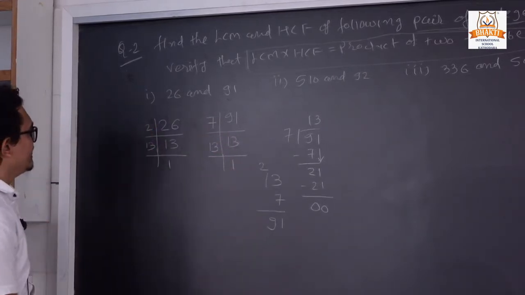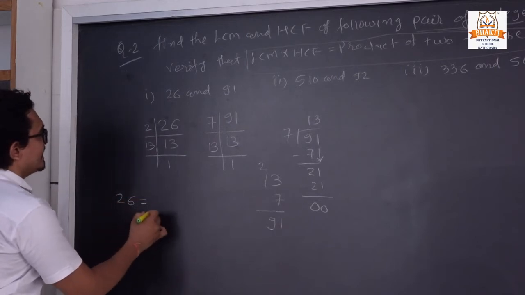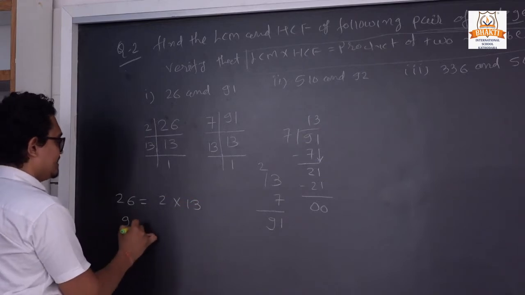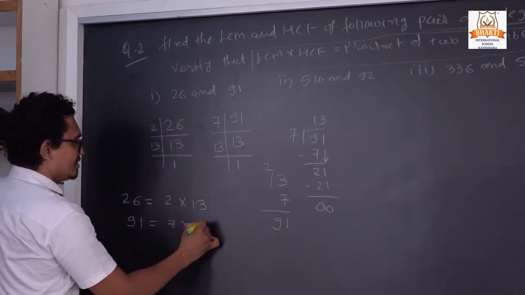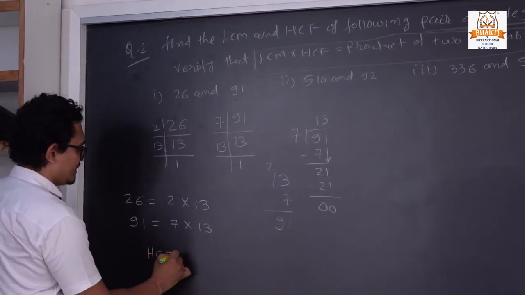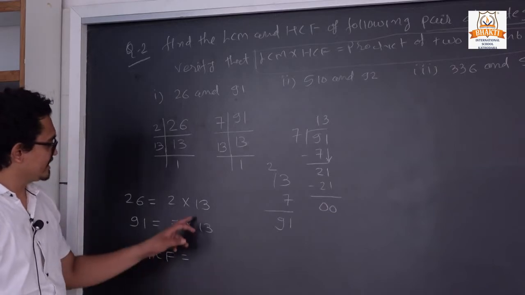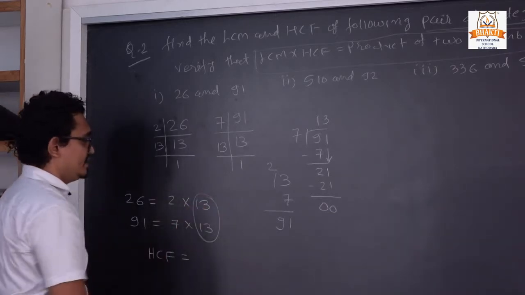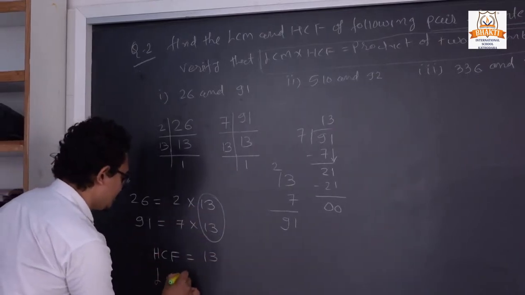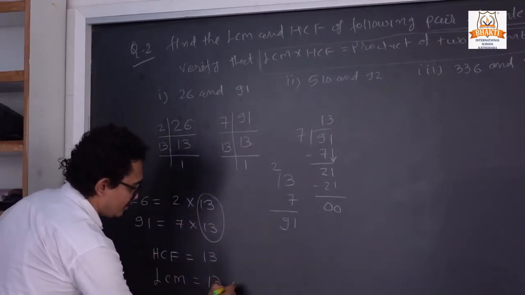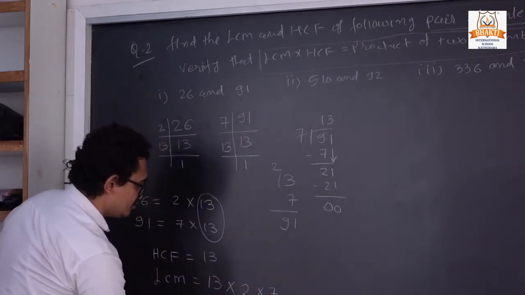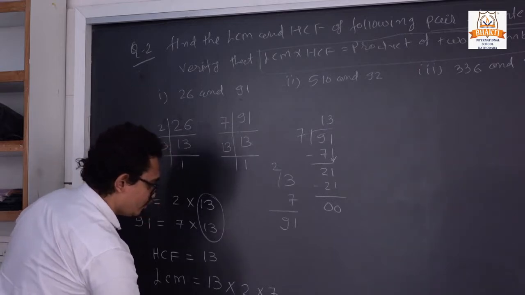So what is its prime factorization? 26 is equal to 2 into 13, and 91 is equal to 7 into 13. So now we want to find its HCF. For HCF, which is the common term between both? It will be 13. So 13 is our HCF, and LCM is equal to, first of all, 13 is common. Then which two terms are remaining? 2 and 7. So 7 2s are 14. Now 14 into 13.